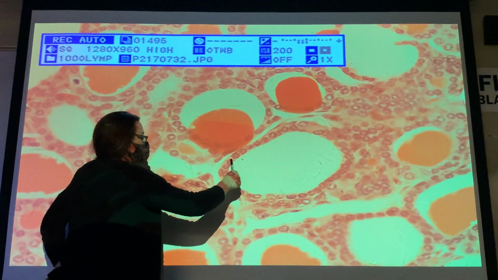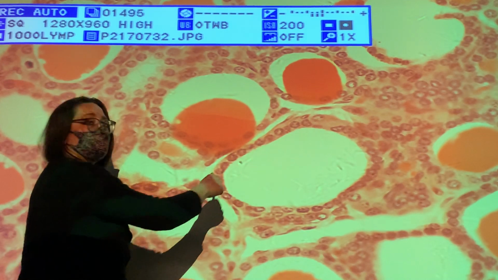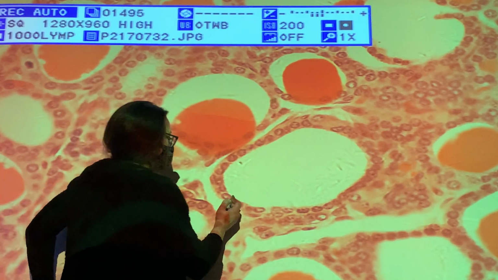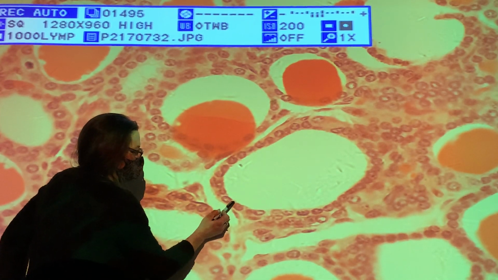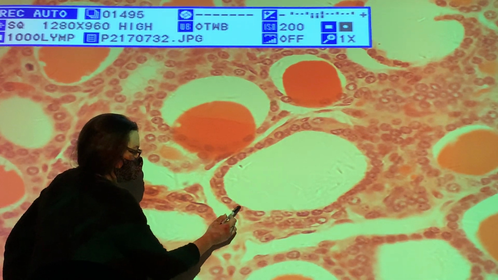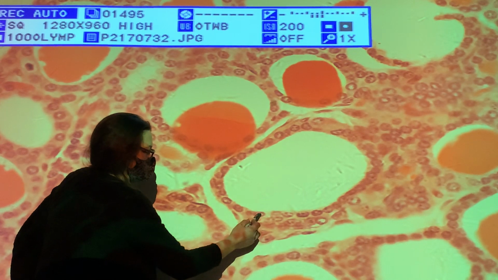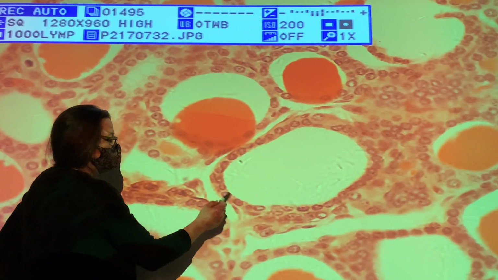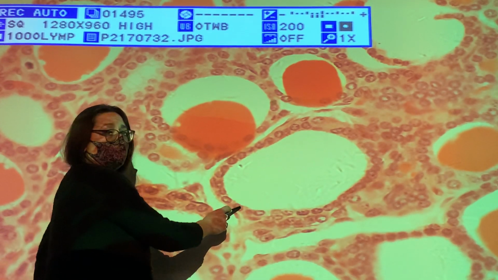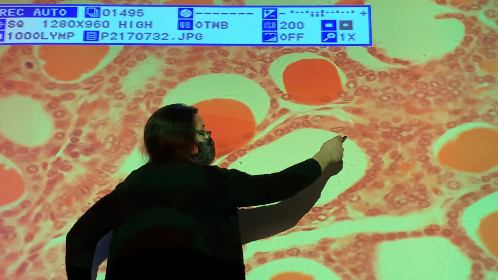Here is a ring of simple cuboidal epithelia. Simple just means it's a single layer. These just happen to go in a circle instead of being a straight layer. And then the individual cells are cubes. So here's the cell, here's the nucleus in the cell. Here's the cell, here's the nucleus in the cell. Cell, nucleus, and so on. So they're little cubes in one single layer. That's a follicular cell. This whole thing is the follicle, okay?